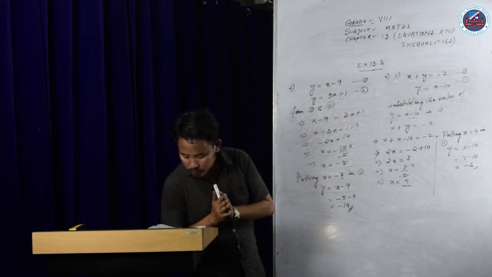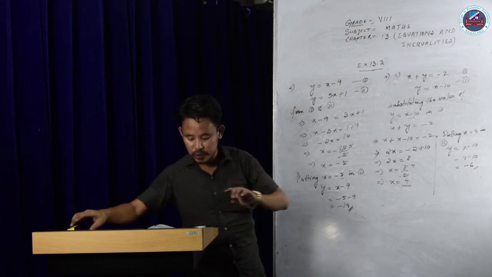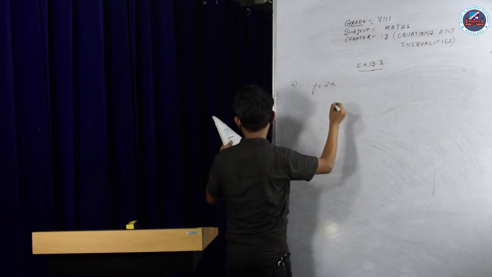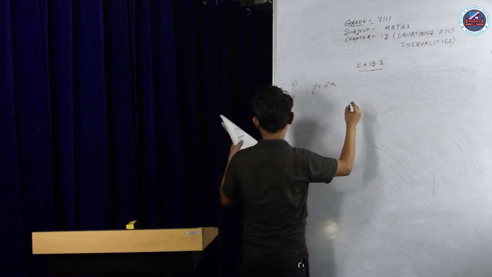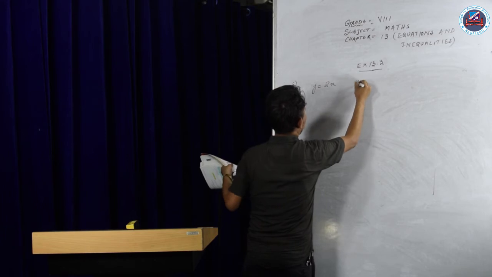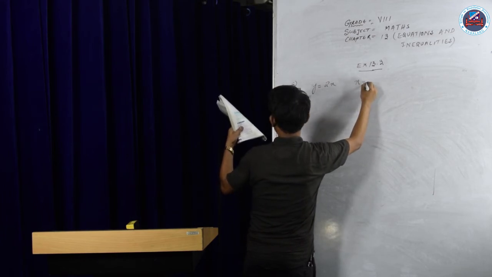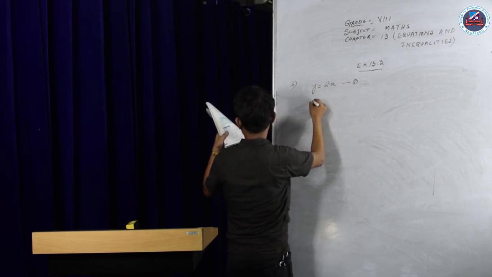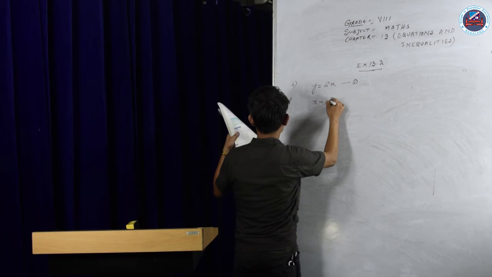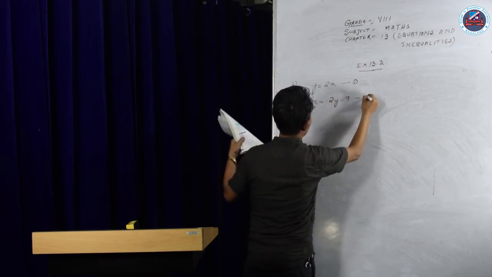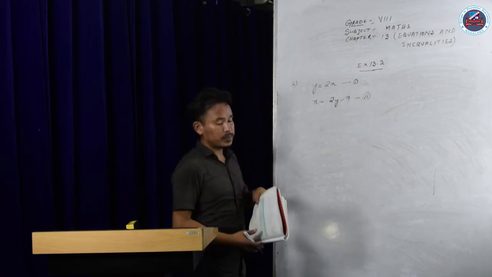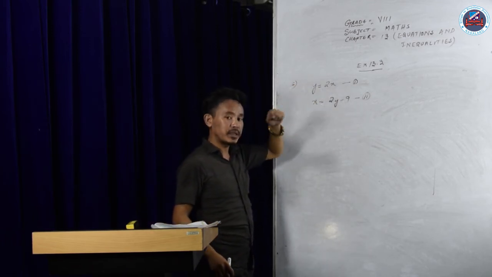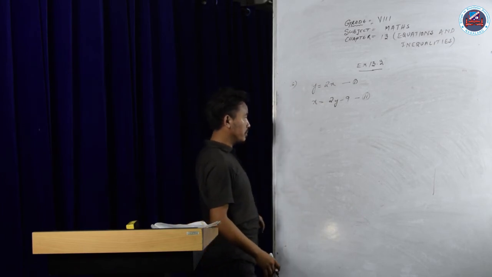One more sum I'll do, that is question number 6. Let me do question number 6 for you. y equals 2x, let's take it as 1. x equals 2y minus 9. You can substitute it either way. Either you can substitute 1 in 2 or 2 in 1. It's the same.